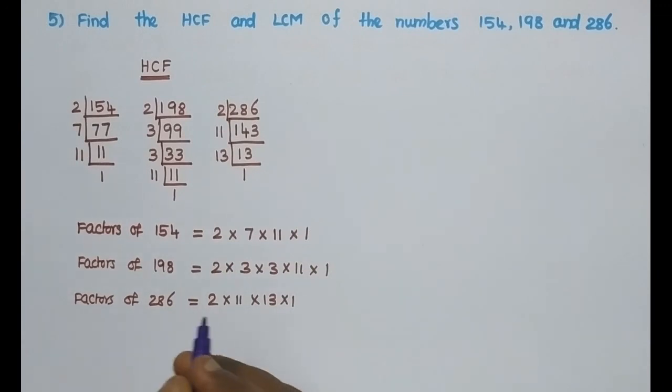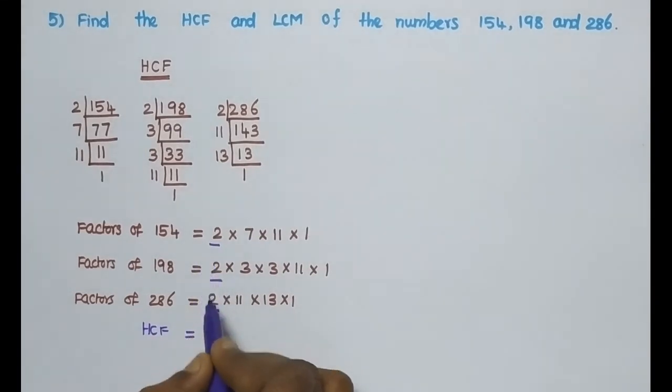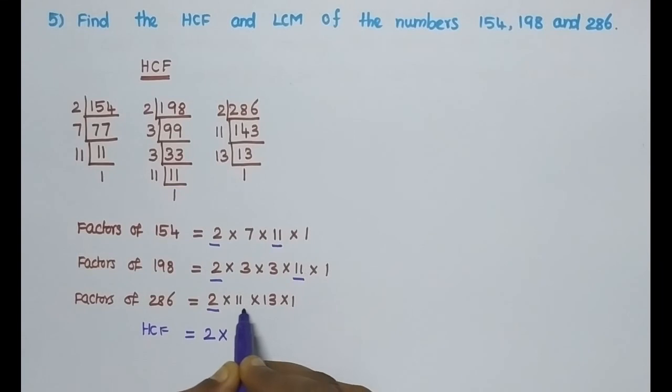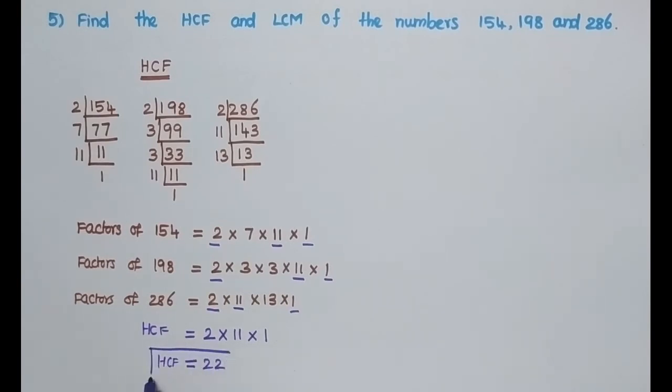Now write down the common factors. HCF equal to, 2 is common here. In all the numbers 2 is a factor, so write down 2. Next common number is 11. In 3 numbers 11 is a factor, so write down 11. And then 1. Now 2 into 11, 22. So HCF equal to 22.